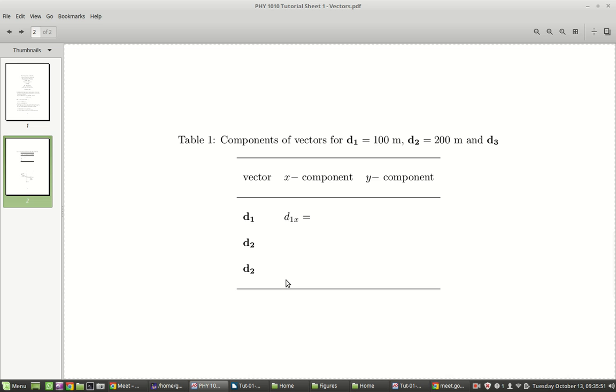D1x. How much would be D1x? How do we get D1x? It's negative 100. How did you get negative 100? 100 cos 180 degrees, along the negative axis.